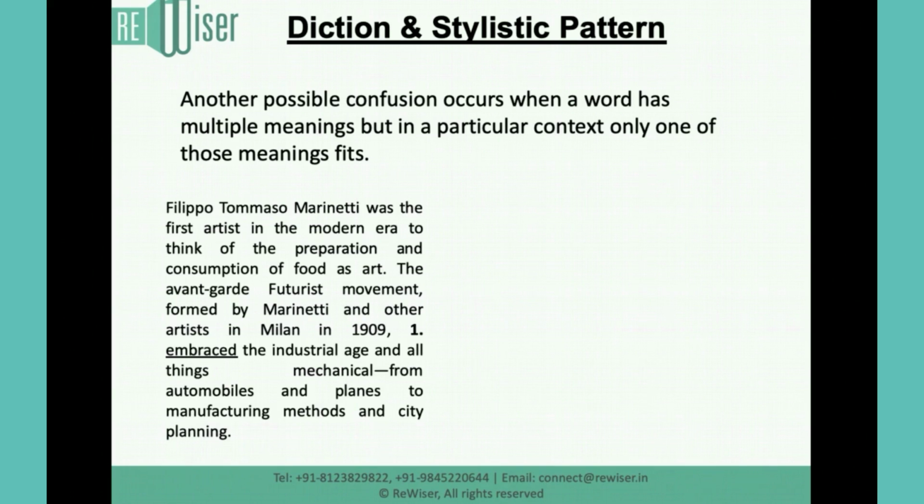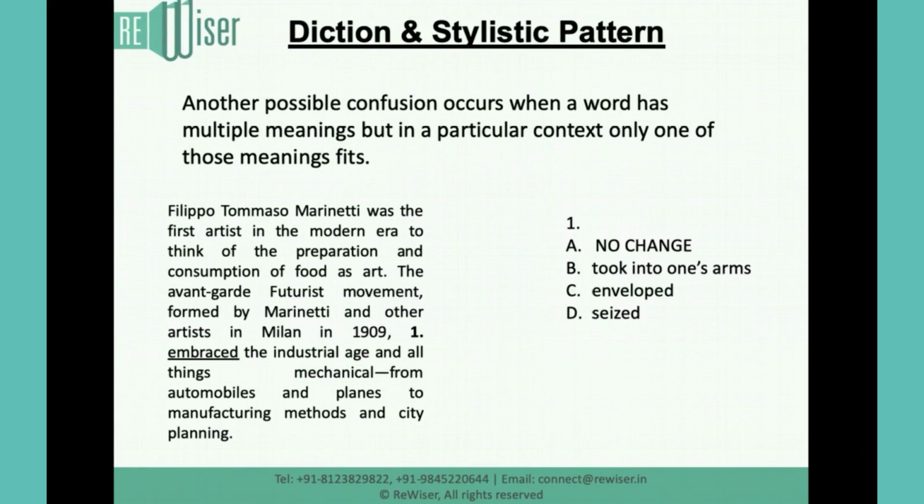Okay, so here we have: Filippo Tommaso Marinetti was the first artist in the modern era to think of the preparation and consumption of food as art. The avant-garde futurist movement, formed by Marinetti and other artists in Milan in 1909, embraced the industrial age and all things mechanical, from automobiles and planes to manufacturing methods and city planning.